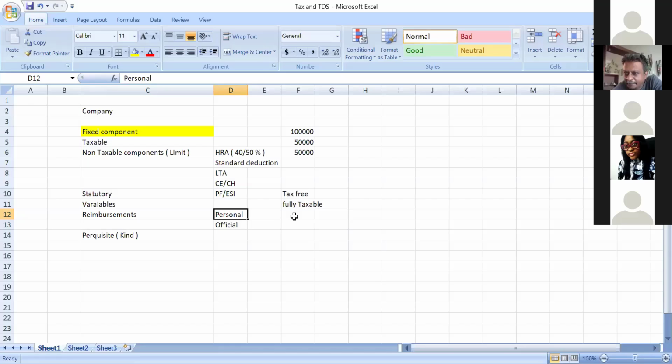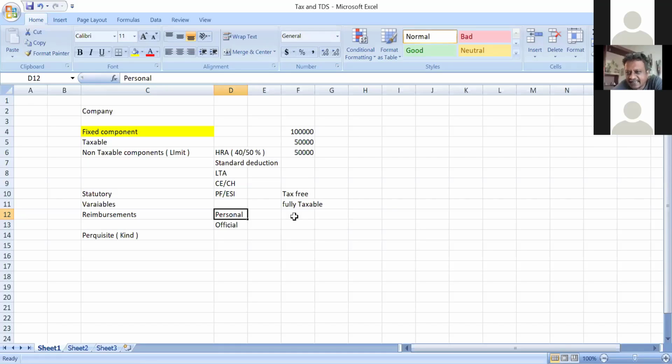Like when I'm claiming petrol bills, I should also put a trip-wise list saying I traveled from here to here, here to here, and these were all the official trips. Correct? Am I making sense, Abhishek?